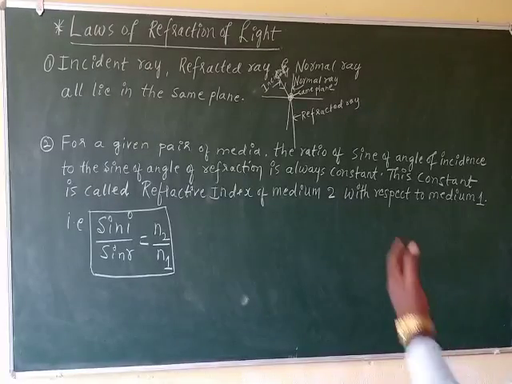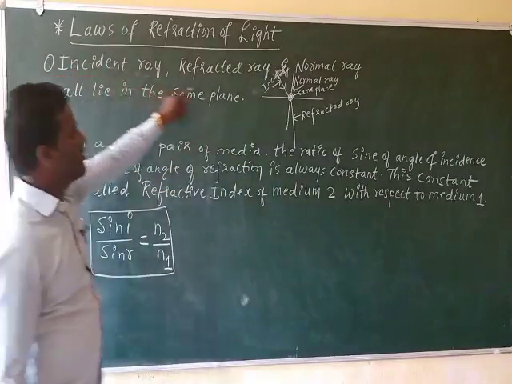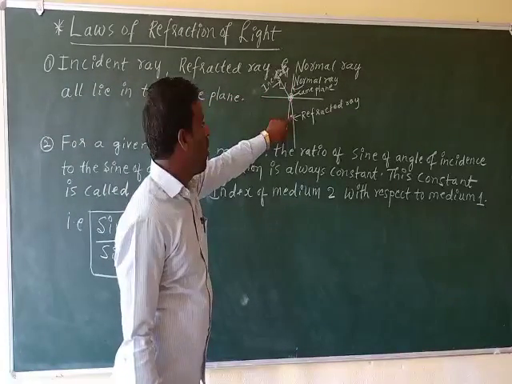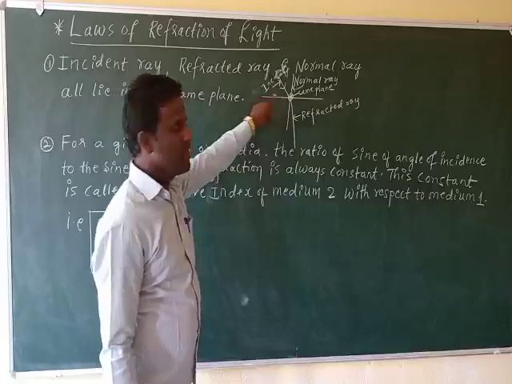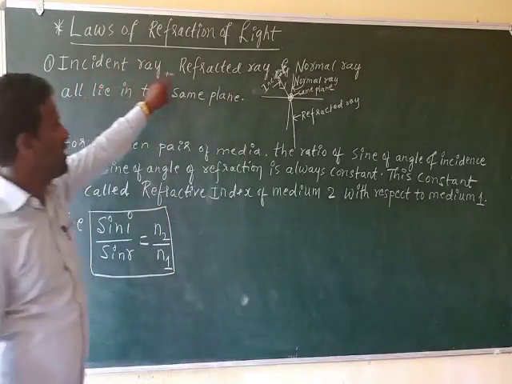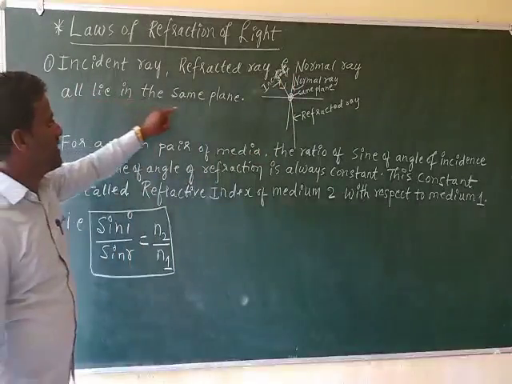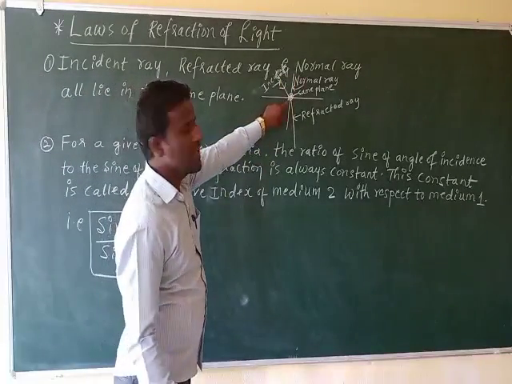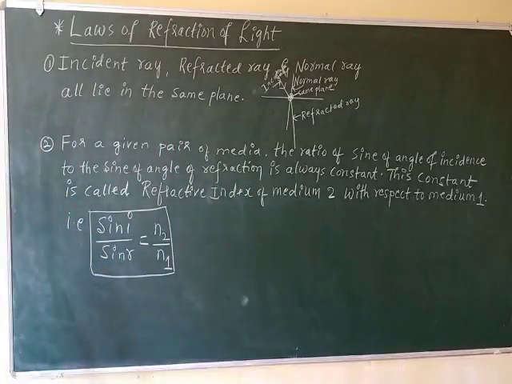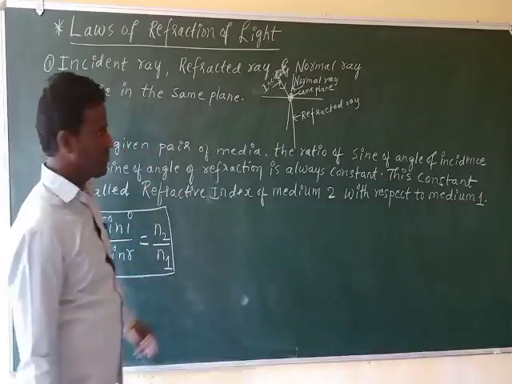See here, what is the first law you studied now? Incident ray, this is the incident ray, normal ray and refracted ray all lie in the same plane. So the first law of refraction of light is: incident ray, refracted ray and normal ray all lie in the same plane. So next, see what is the second law of refraction of light for a given pair of medium.